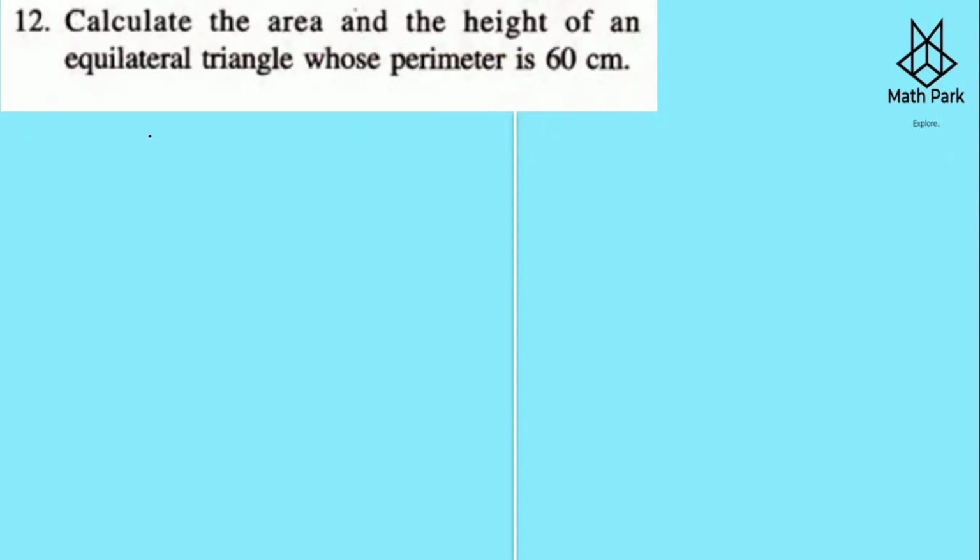Now, the perimeter of an equilateral triangle is 3 times the side. Let us take a for the side, which is 60. So a, that is the side of the equilateral triangle, we get 60 upon 3, which is 20 centimeter. Now, you are asked to find the area and height.